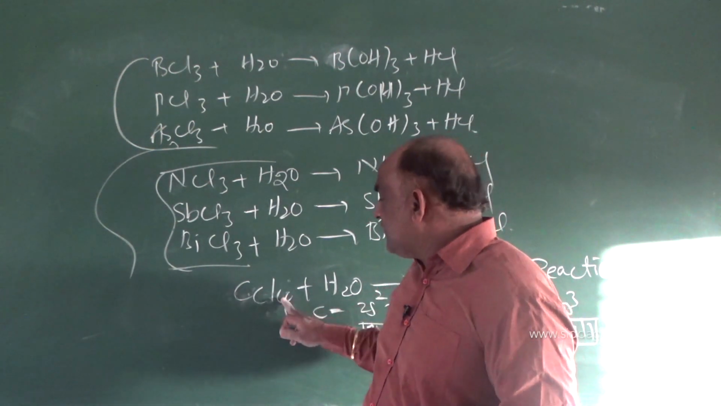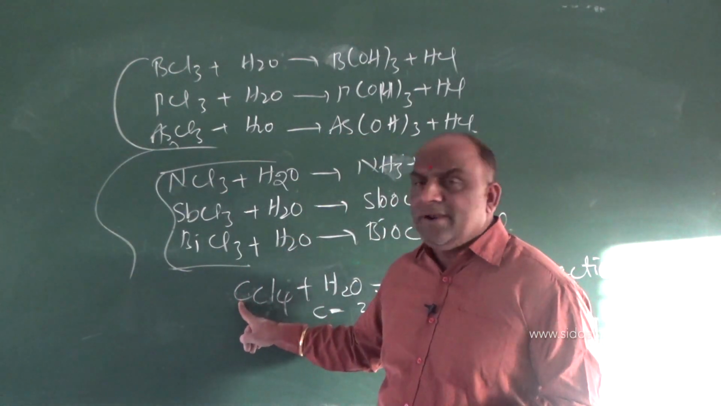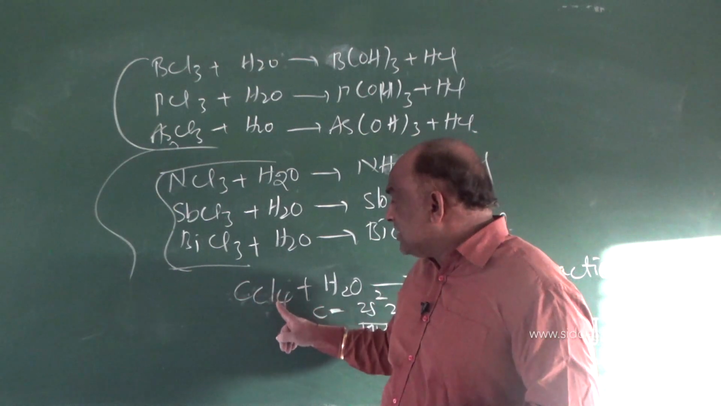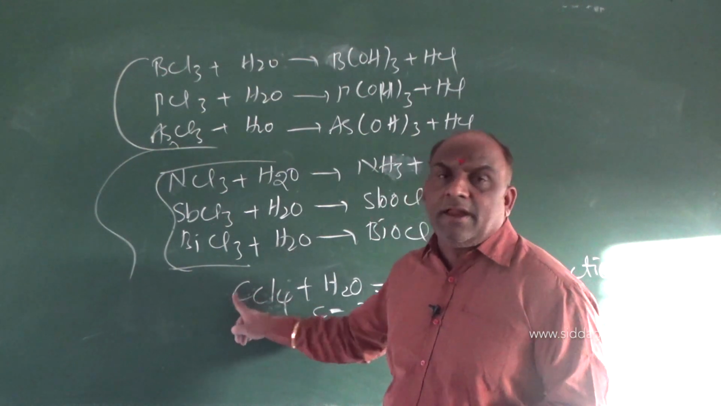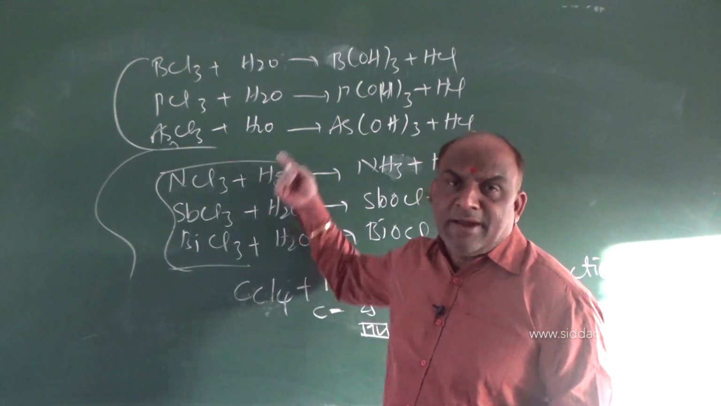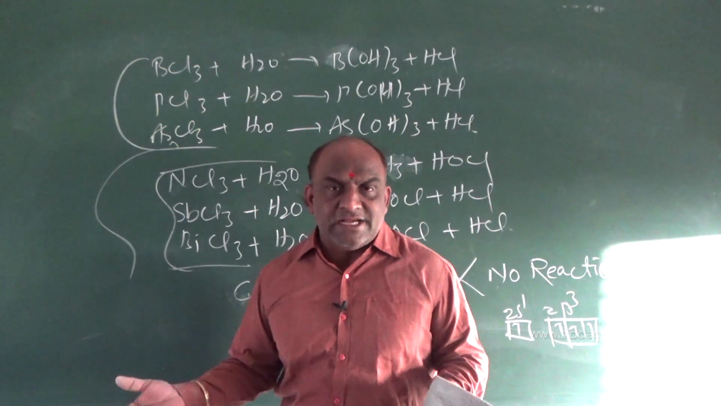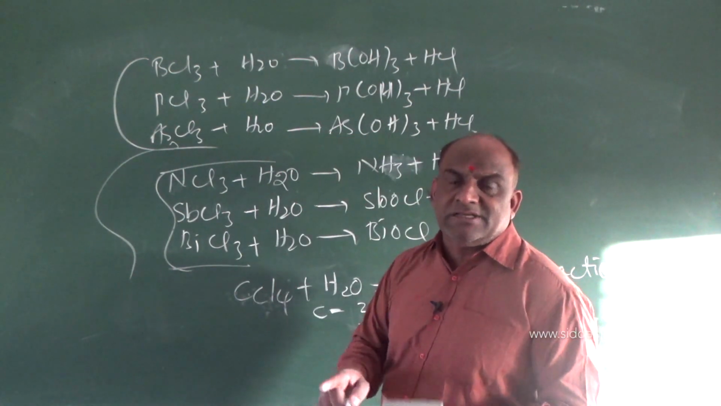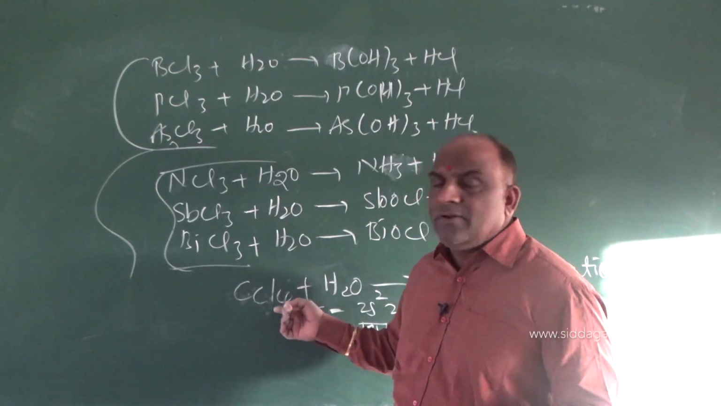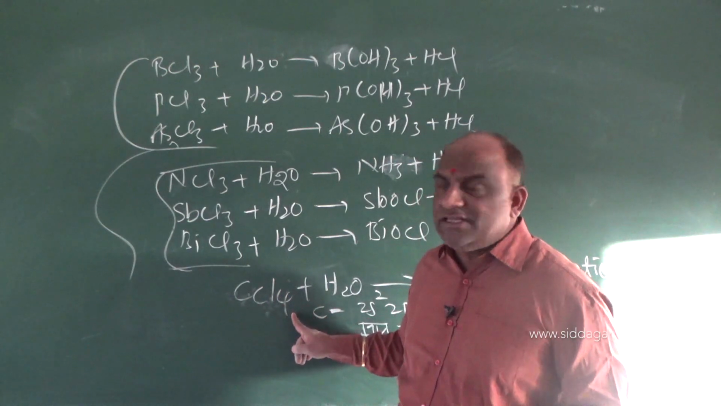Why does CCl4 not undergo hydrolysis? Due to the absence of vacant d orbitals in carbon. There are vacant d orbitals in chlorine, but the electronegativity of chlorine is more than carbon. Due to that, the incoming attacking species, the oxygen lone pair of electrons, is negatively charged, and chlorine is also negatively charged, so negative versus negative repulsion takes place. Then how can it accommodate the lone pair in the d orbital? Due to that reason, CCl4 does not undergo hydrolysis.